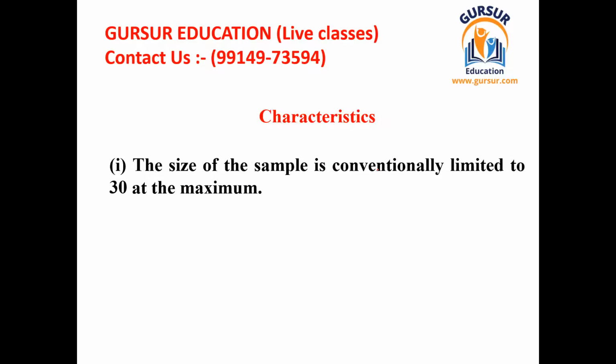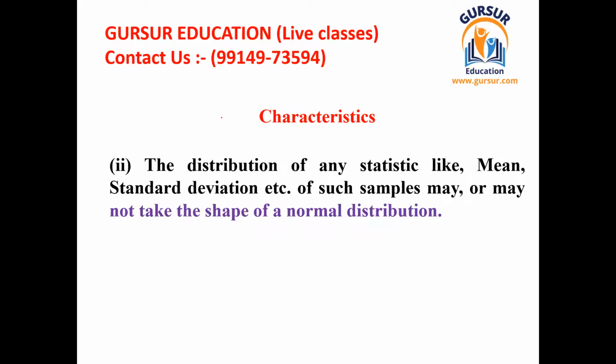So next, there are characteristics of small size samples. The first is its size is always limited to 30 at the maximum. So this is the first characteristic. Then it may not take the shape of normal distribution. Small size samples may not take the shape of normal distribution. This is the normal distribution.